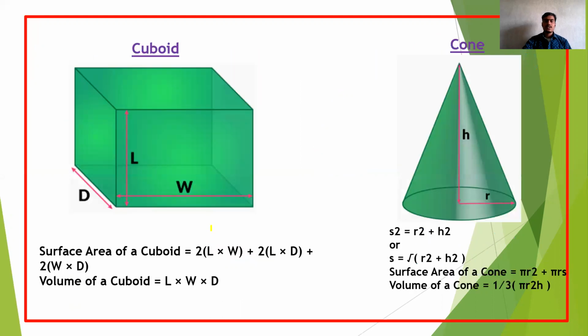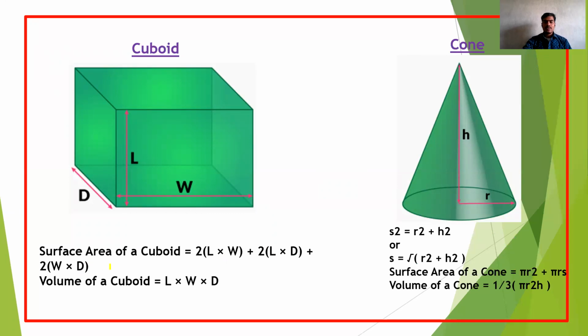First of all, we start with the cuboid. Here it is, just like the room. In this room, this is the width, also called breadth. This is the length, and this is the height. Here L is the length, W is the breadth, and H is the height. So surface area of cuboid is equal to 2 into length into width plus 2 into length into height plus 2 into width into height.